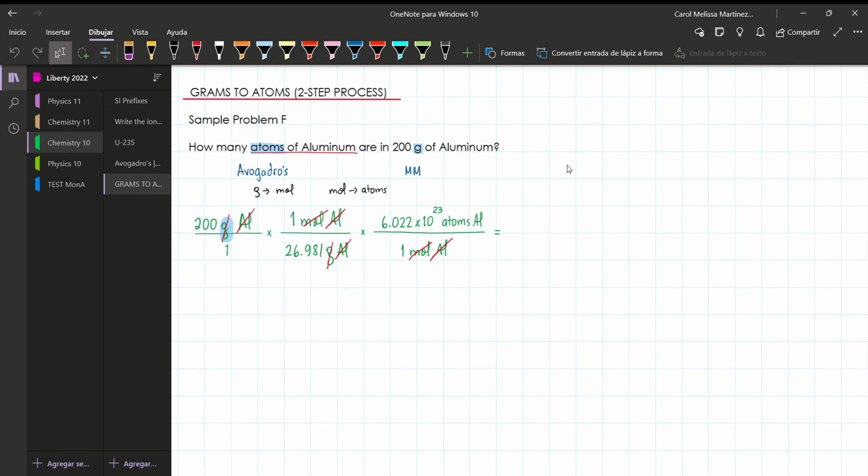So how much is this? 4.46 times 10 to the 24 power. And we write the units. We don't forget to write the units as atoms of aluminum.